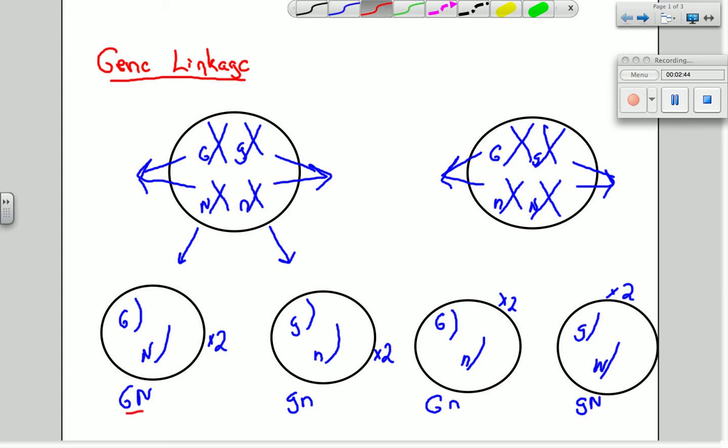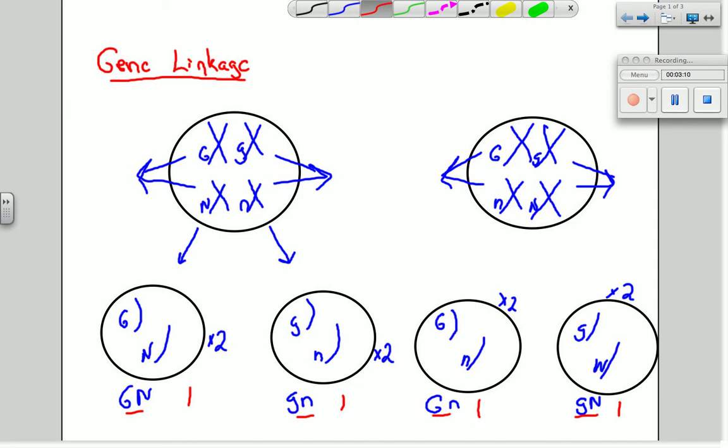Any of these have equal probability of appearing. There's equal probability of each of these gametes being formed. In other words, it's a 1 to 1 to 1 to 1 ratio. So if I were to look at the offspring from this parent, I would notice pretty much equal proportions of these 4 different gametes and the 4 different phenotypes showing up because of this.